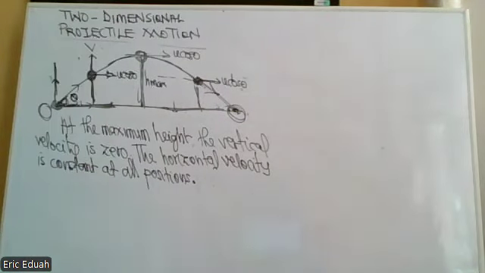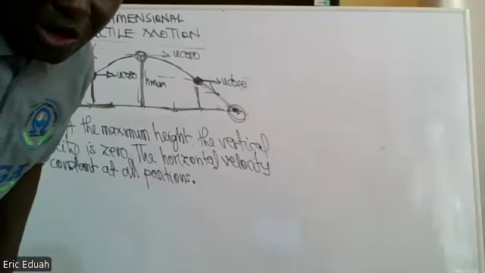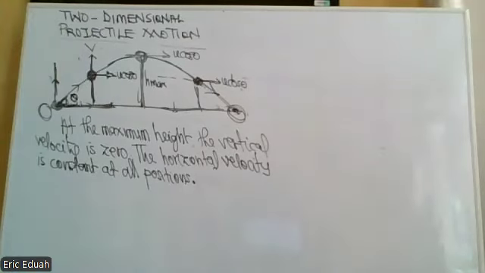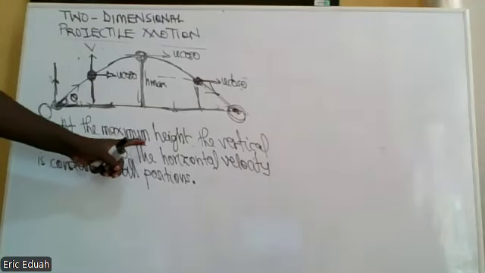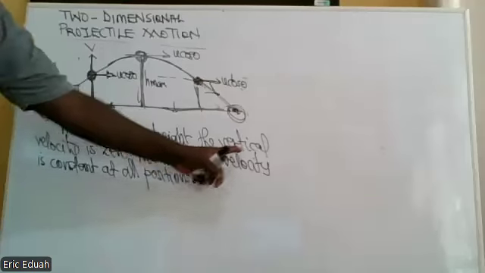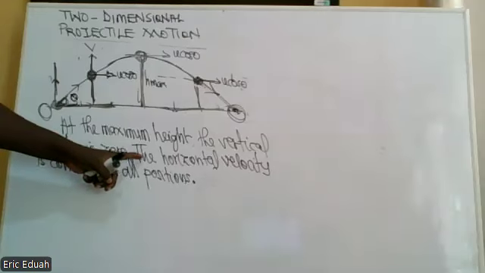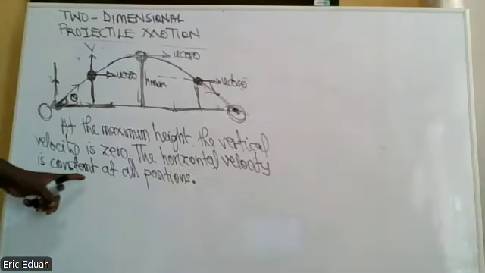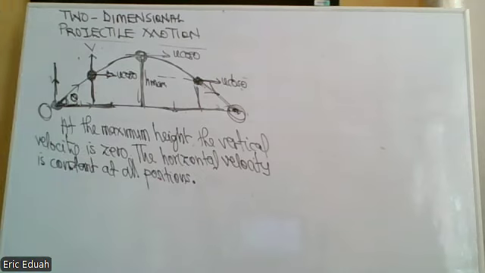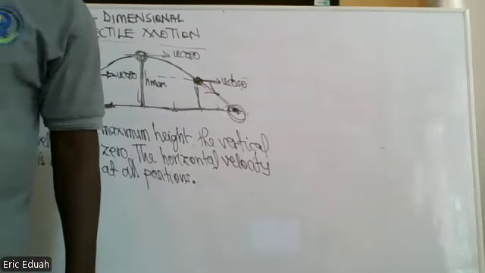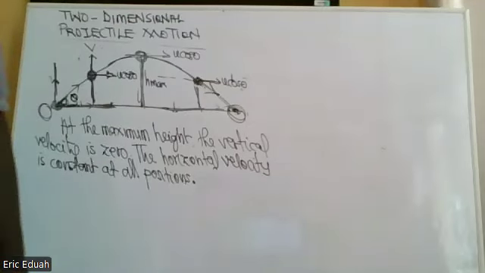So once I ask you questions, if you also have questions, ask. Else mine will be asked. Okay. So at the maximum height, the vertical velocity is 0. The horizontal velocity is constant at all positions. So sometimes in OBG, what is the velocity of the projectile at the maximum height?